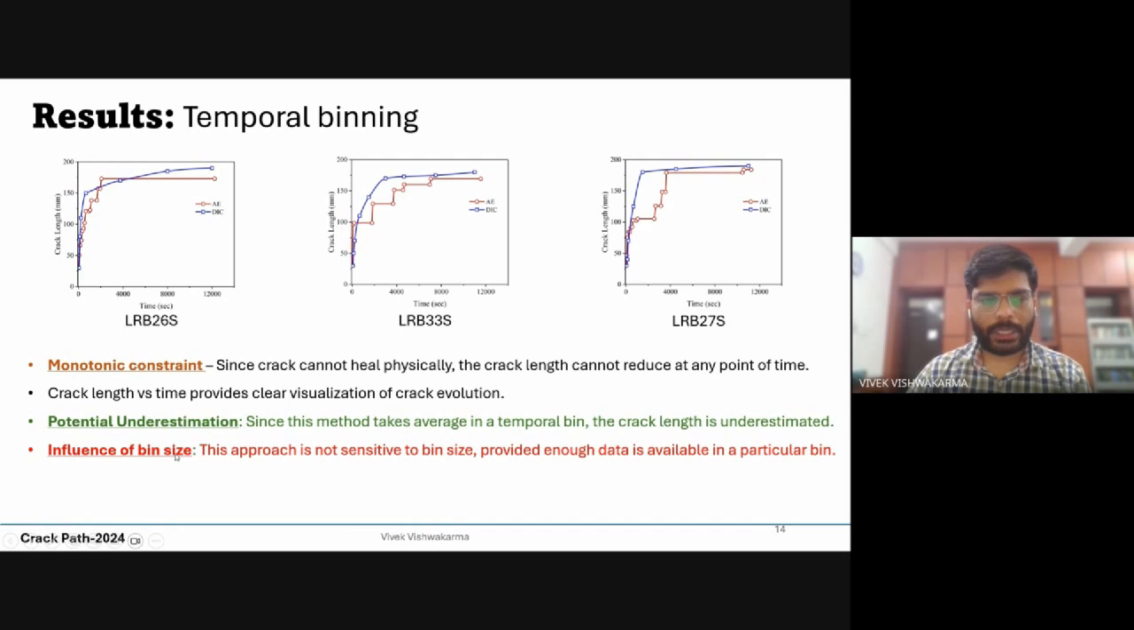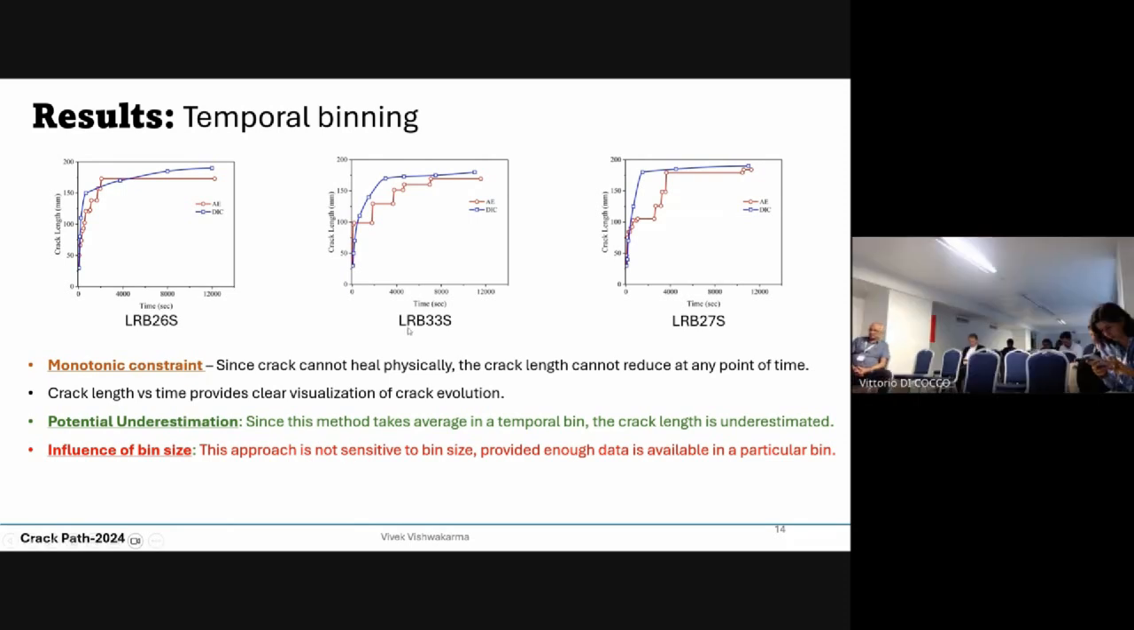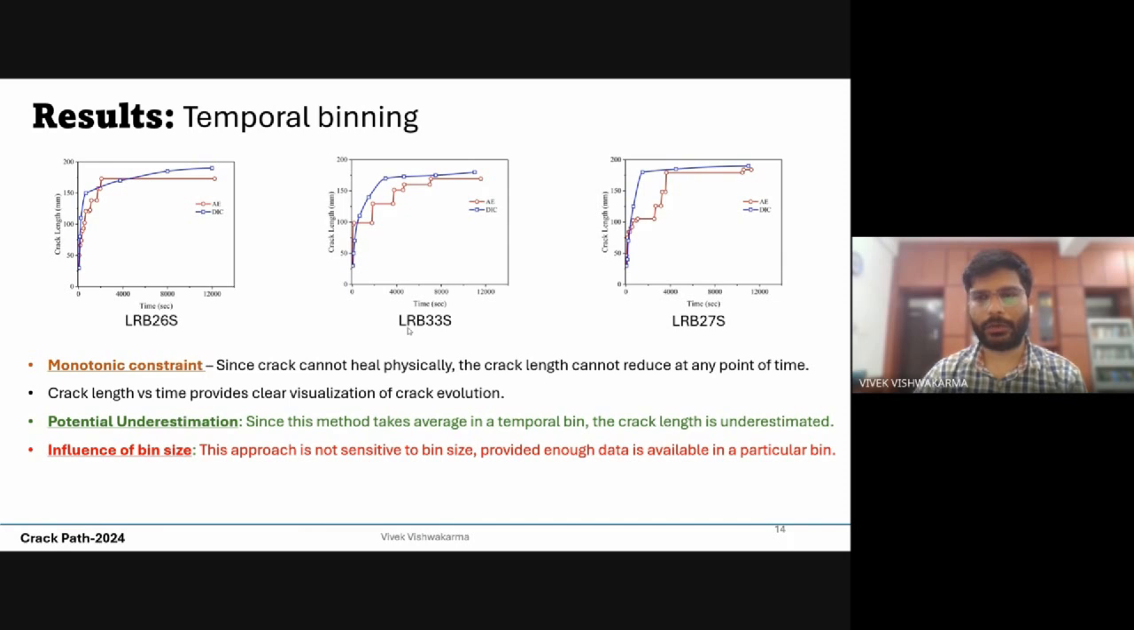Now, in case of spatial binning, I have suggested that the bin size should be equal to the root mean square error. But in case of temporal binning, this approach is not sensitive to bin size. It is sensitive to quantity of data. You can reduce your bin size as much as you want, provided you have enough data available in your bin. And that is the reason you see at the later part of this curve, where the yielding is happening, you have less quantity of data, and here the underestimation.